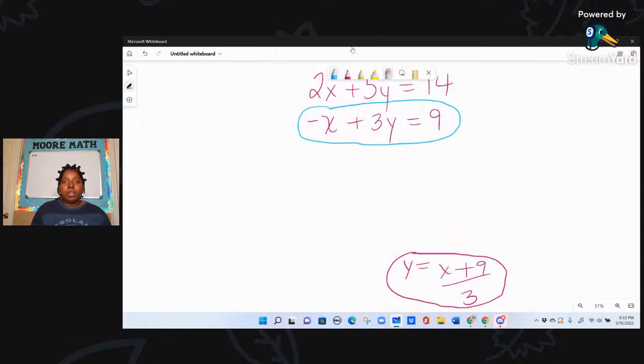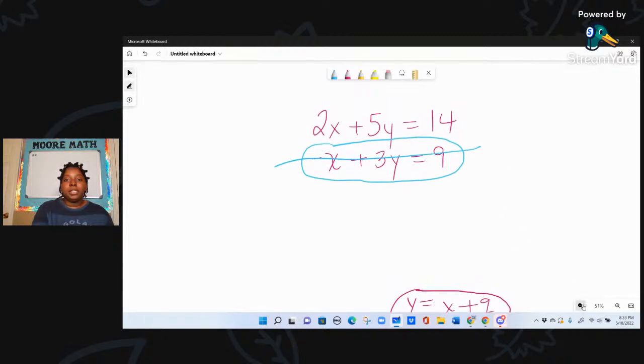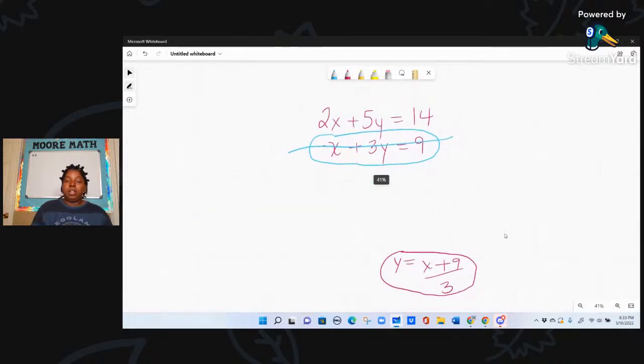Then we go back, now that we finished with this equation, to the first equation that says 2x plus 5y. And instead of writing y, this is what they mean by substitute. Instead of writing 5y, well, now I know that y is x plus 9 divided by 3. Oh, no, you're confused. Don't worry. It'll make sense in a second.